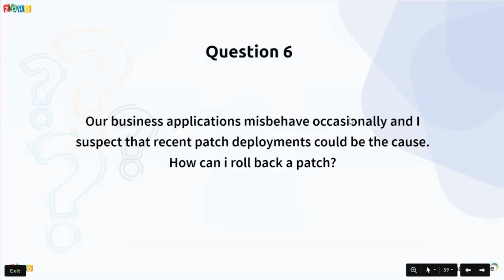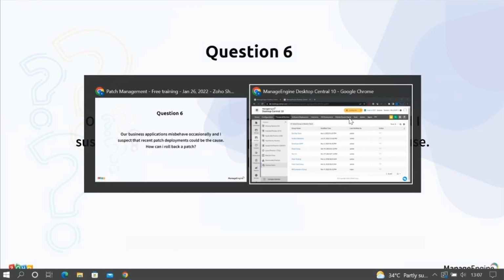Take a look at our next question. Our business applications misbehave occasionally, and I suspect that recent patch deployments could be the cause. How can I roll back a patch? So you can uninstall or roll back a patch for which the vendor has supported uninstall. Let me show you how you can do this from the console.